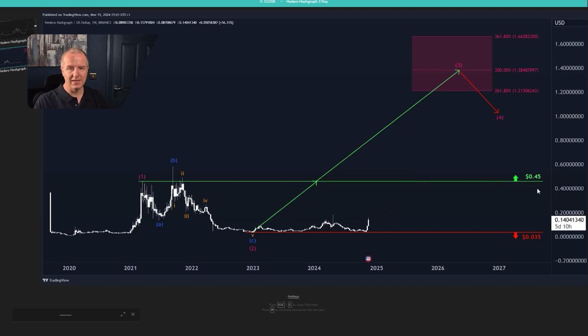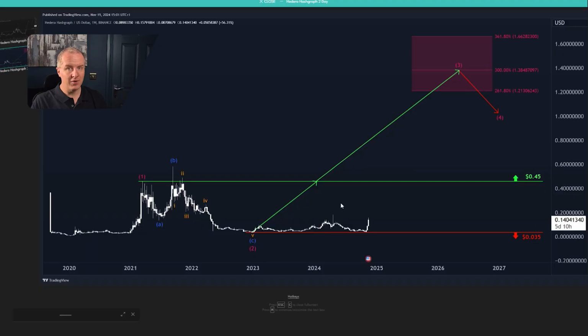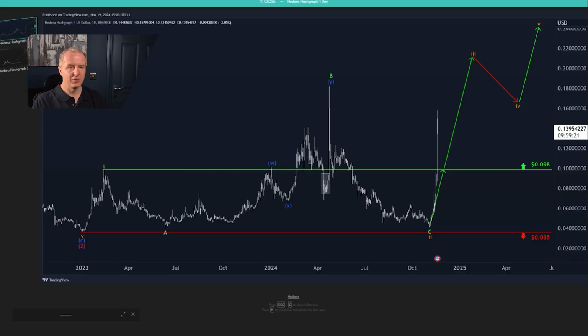Before we do that, there is a level here that needs to be broken on the larger time frame to really indicate that we're on our way to 1.20. That's an important breakout level to be crossed to unlock those prices. Here we talk about 45 cents. We're far away from that, trading around 14 cents while I record this video. So there is much more movement required, but this can happen so quickly. Just a few weeks ago we were around 4 to 5 cents and we're now hovering around 14. Things can happen very quickly in the crypto space, especially with these third wave rallies.